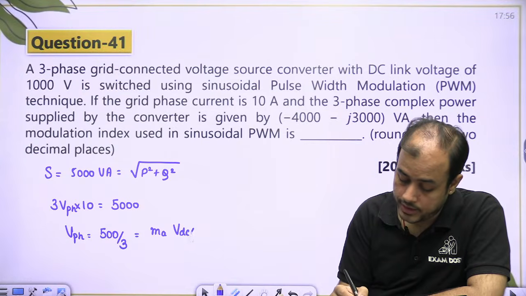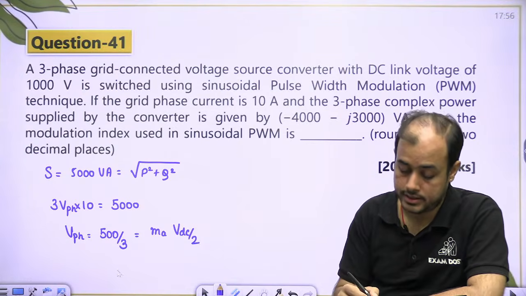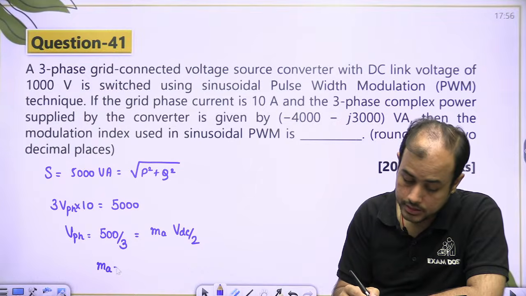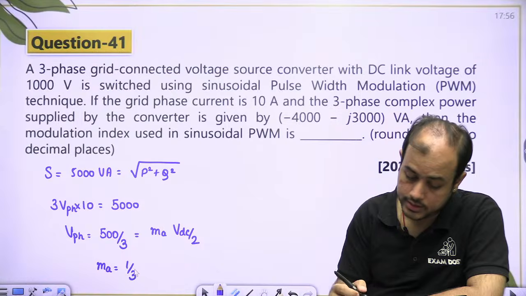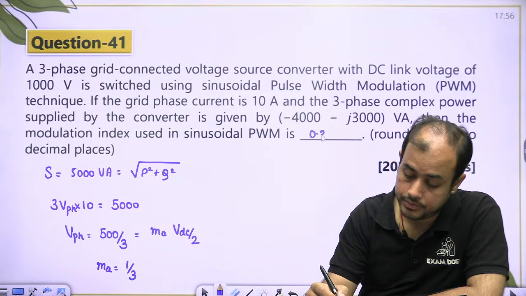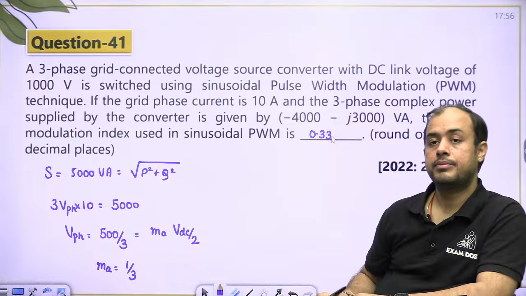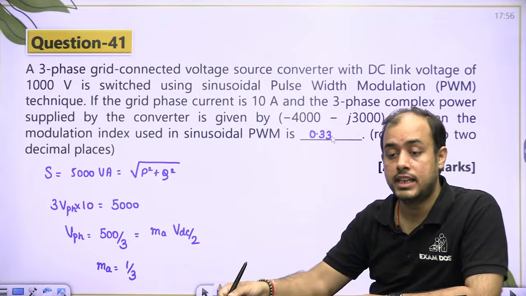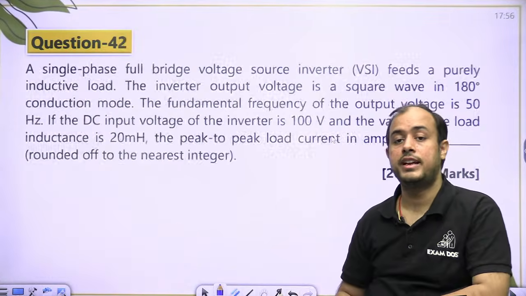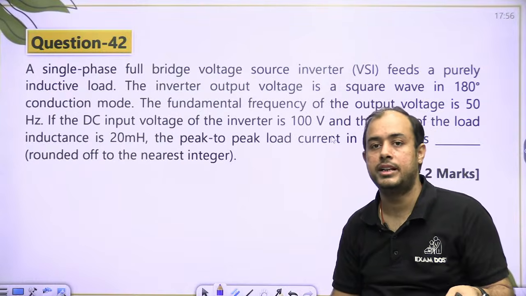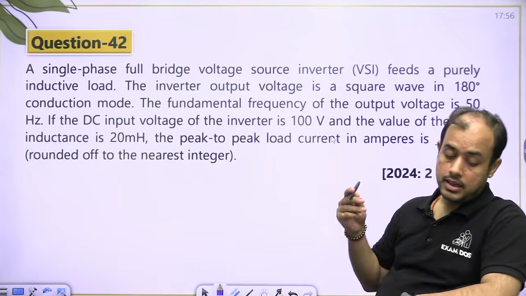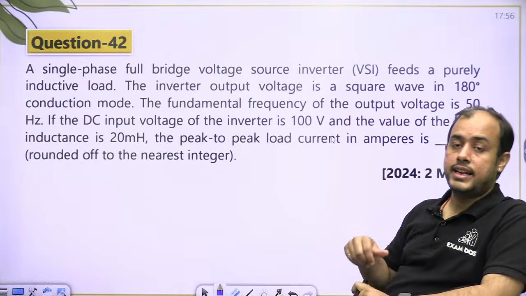Now beta, for phase voltage in three phase, this is the formula. So 500, so modulation index is 1.1 by 3. 0.33. So remember, in three phase, for fundamental phase voltage, the formula is M into VDC by 2. Now see, this was asked in GATE 24.